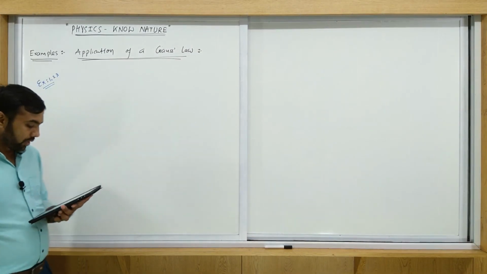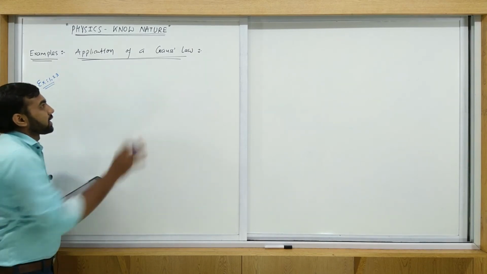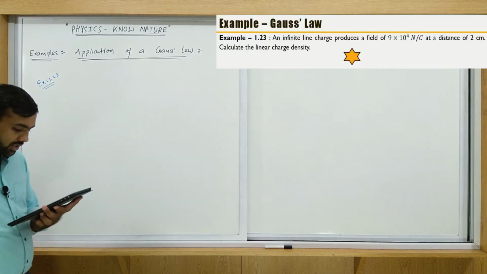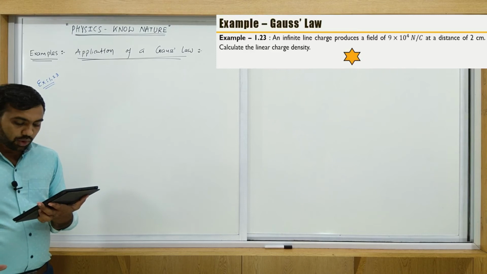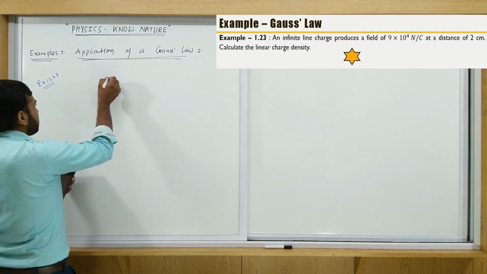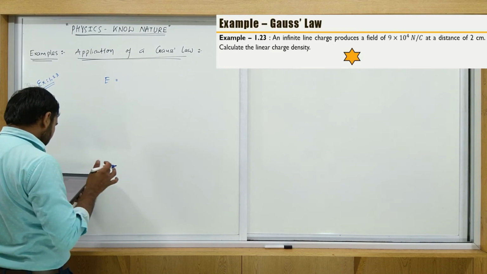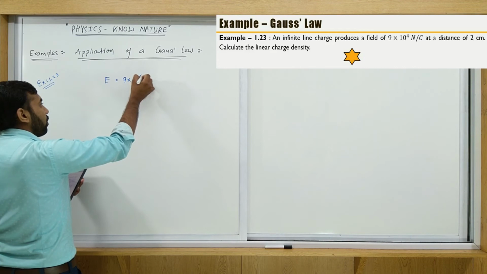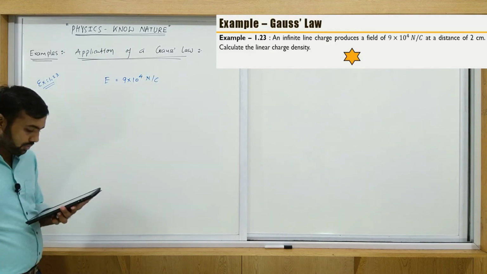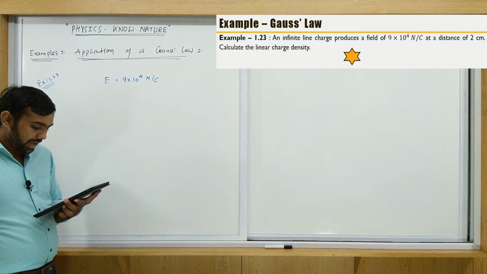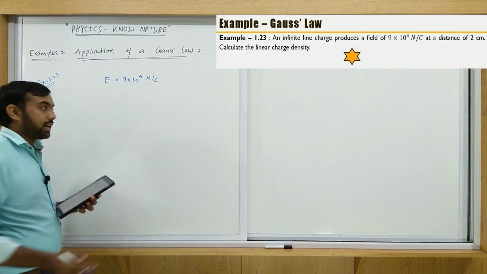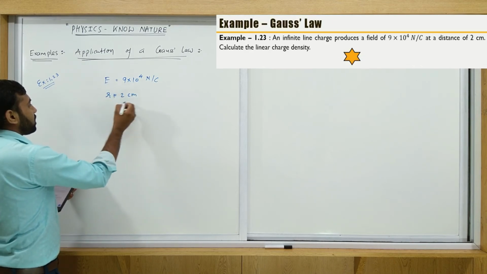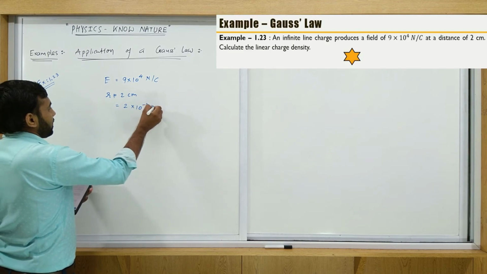Okay guys, let's solve an example based on the application of Gauss law from the textbook, example number 1.23. Let's see what the statement is. An infinite line charge produces a field. So what is this field due to the infinite line charge? E is equal to 9 into 10 raised to 4 newton per coulomb. This much electric field is produced by the infinite line charge at a distance of 2 centimeter. So R is equal to 2 centimeter. Convert into meter: 2 into 10 raised to minus 2 meter.